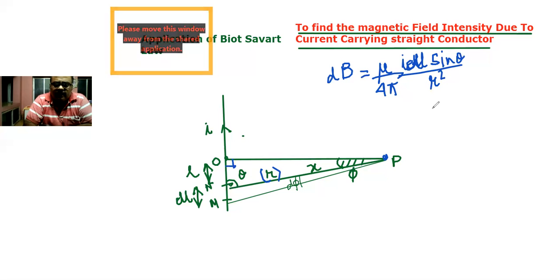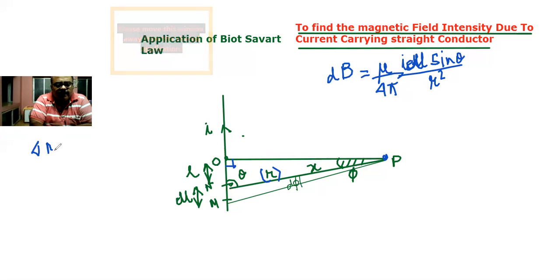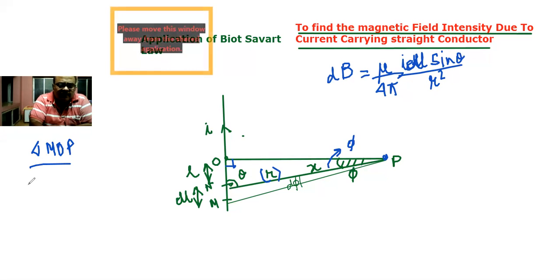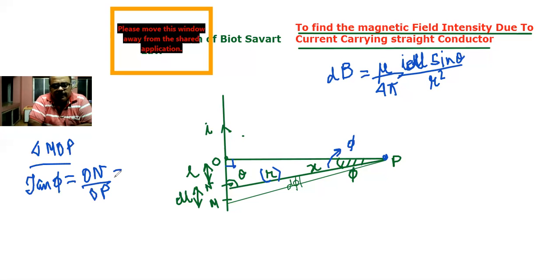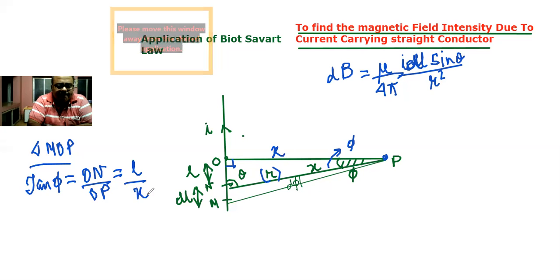What is in the triangle MOP? If I consider the triangle MOP, some important outcomes we will get. This angle I have taken as phi. So I can obviously write that tan phi equals ON divided by OP. Tan phi equals ON, which is L, and OP is X, the distance I have already taken. So children, what can I write? I can write L equals X tan phi.